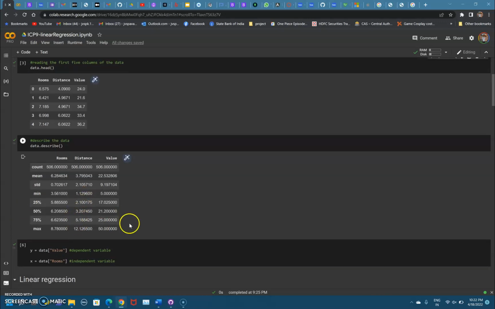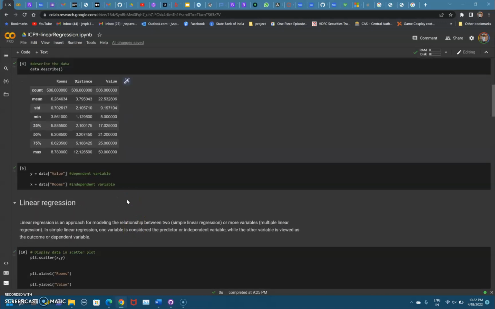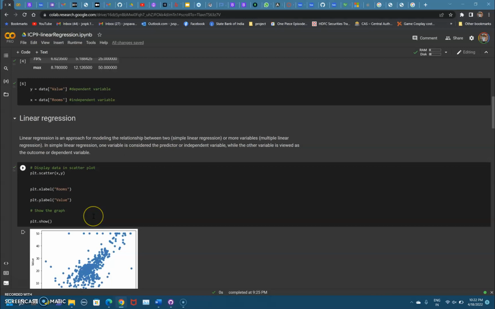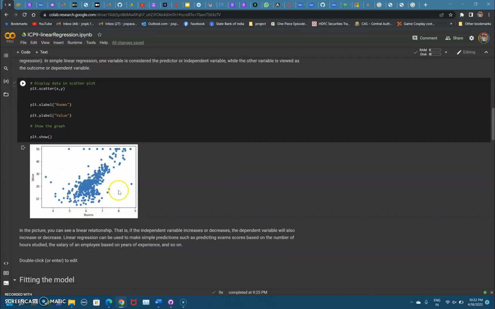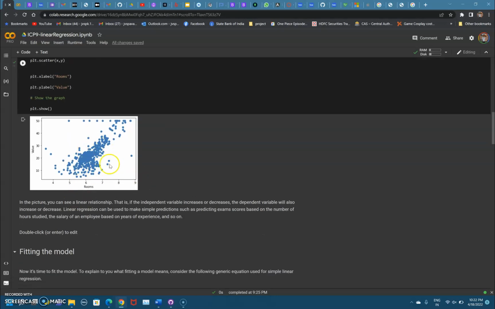Now we are going to declare the dependent and independent variables. Here we are taking the values column as our dependent variable and rooms as our independent variable. When we apply linear regression, we are going to plot a graph between rooms and values as x and y in a scatter plot.